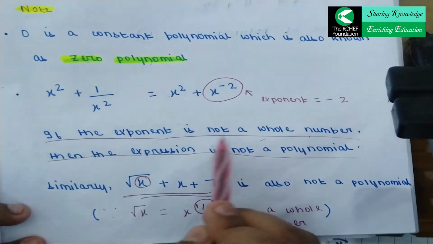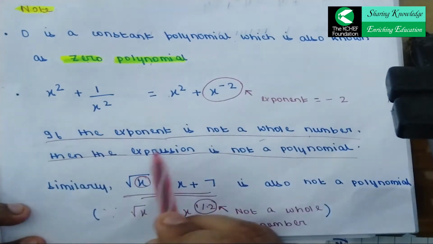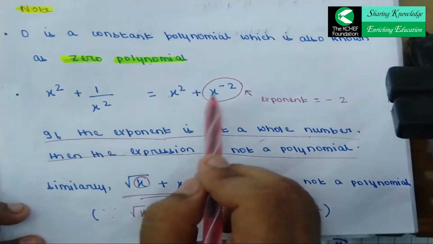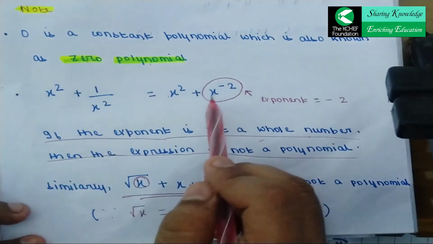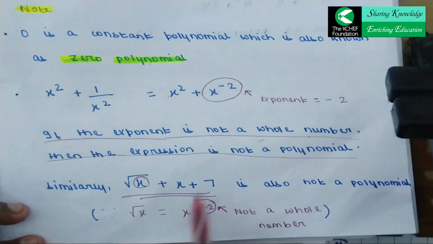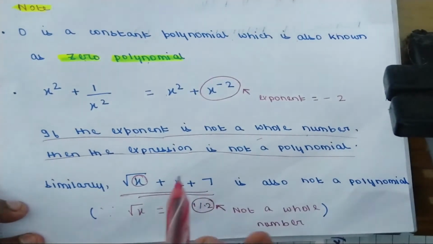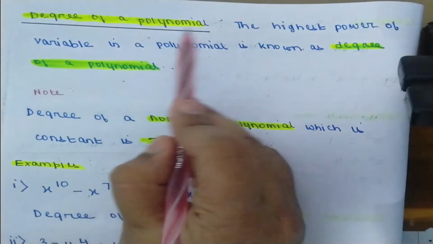If the exponent is not a whole number, then the expression is not a polynomial. Hence this expression is not a polynomial. Similarly, root over x plus 7 is not a polynomial. This is because root over x is equal to x to the power half, and half is not a whole number. Degree of a polynomial.